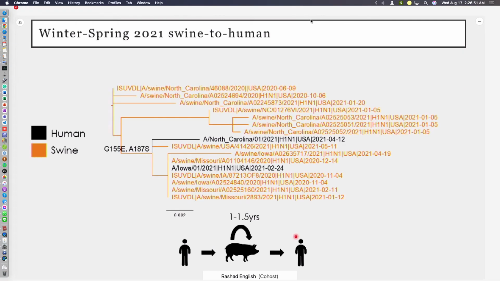So this is one example of how it can look. This is a clade of swine PDM19 viruses. This was a human to swine spillover in early 2020, and then circulation in pigs for about a year and a half, and then 2 separate cases of swine to human spillover back. And that's typically how those swine to human spillovers look overall.